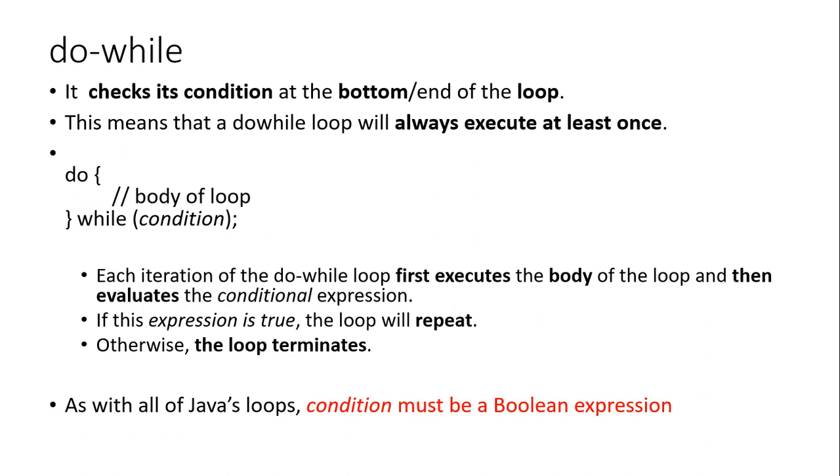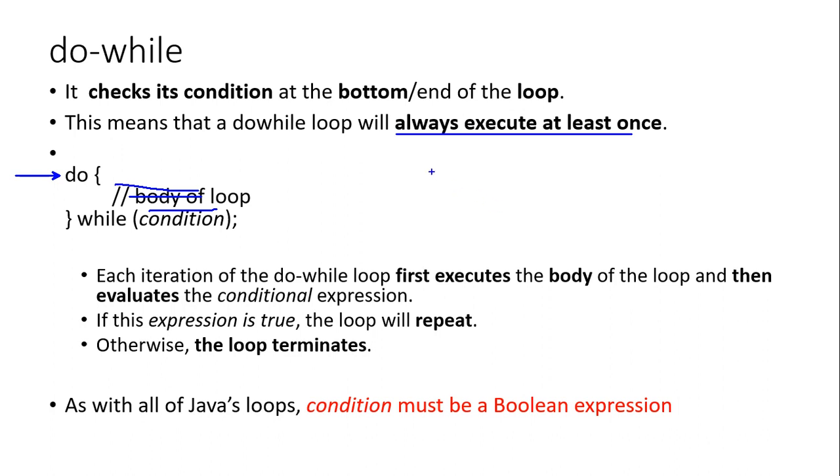Because we don't test the condition right at the beginning, the statements written in the body of the loop will be executed at least once. This is one major difference between the do while and the while statement. In the while statement, as I've already told you, the body of the loop may not be executed even once.